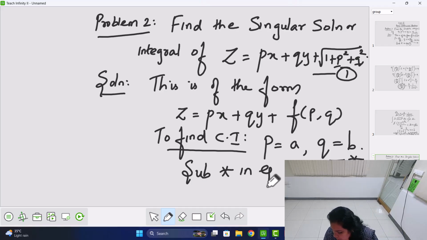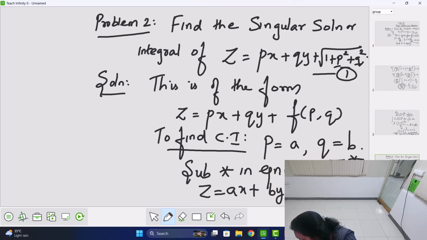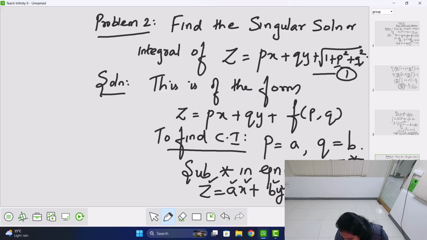Star in equation 1. So what do you get? z is equal to ax plus by plus under root 1 plus a square plus b square. Take it as equation number 2. From here, what do you understand? We are having two arbitrary constants, two independent variables and one dependent variable. So we will say a complete integral exists.